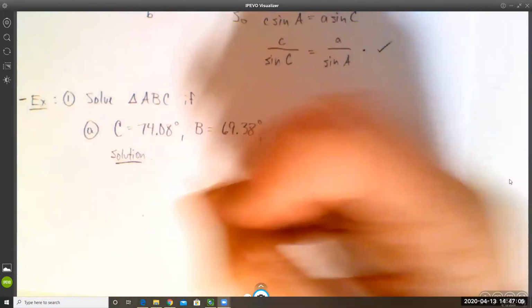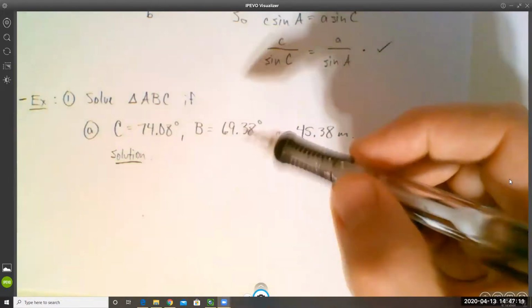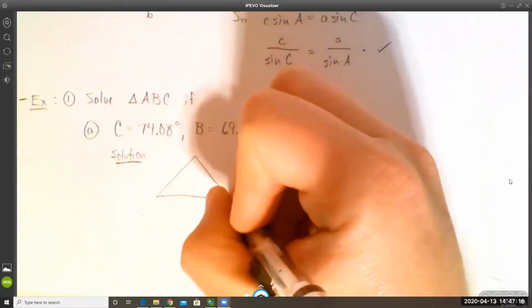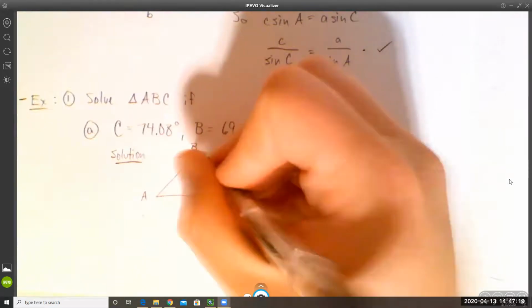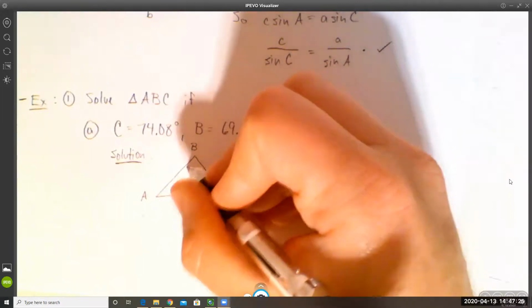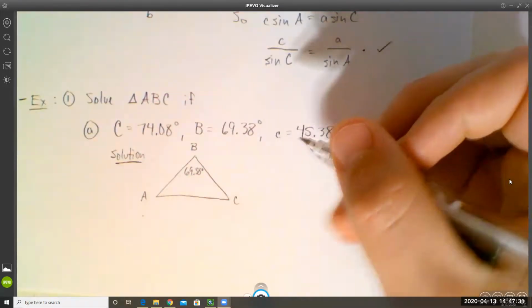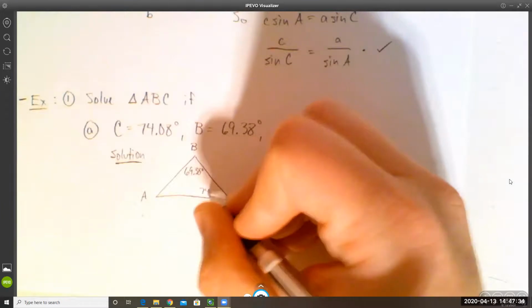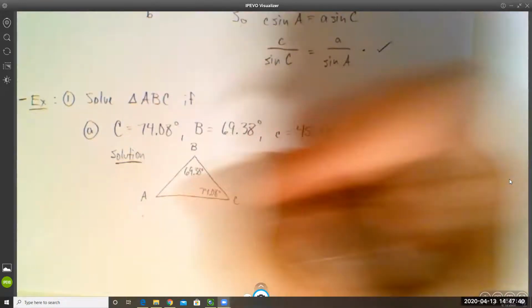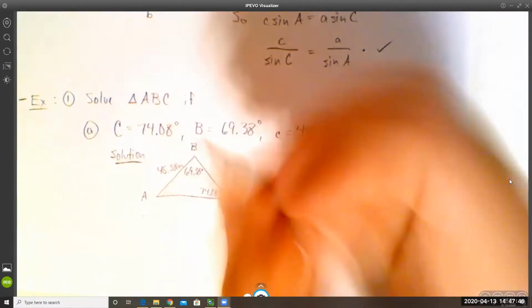So triangle ABC. I really have no idea what this thing looks like. I know that B and C are both acute angles, so I guess I'll kind of draw it like this. So I know that I have 69.38 degrees there and 74.08 degrees there. And then I know that little c is 45.38 centimeters. And I don't know anything else, right?